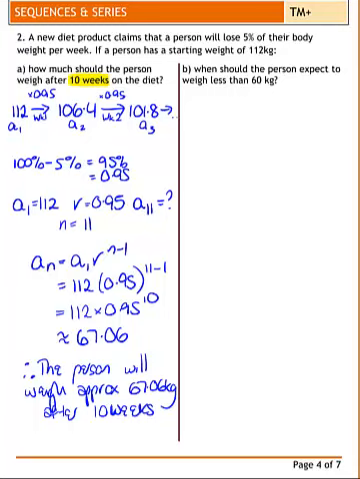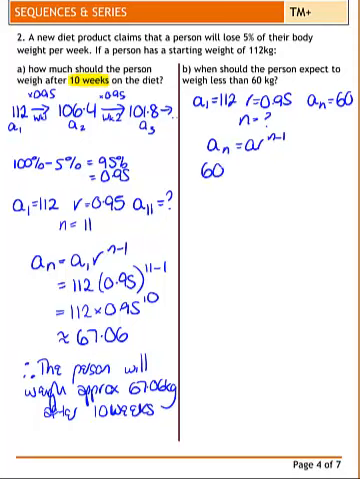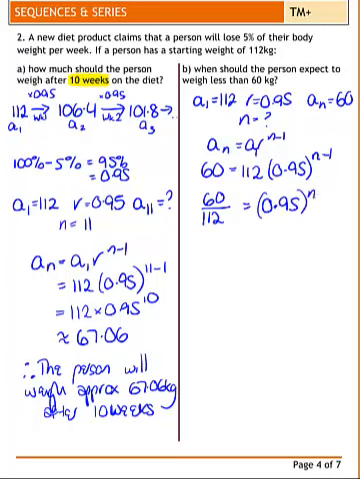Next, the problem says, when should the person expect to weigh less than 60 kilograms? So I've got A1 is 112, R is 0.95, and my AN is 60. I want to know what N is. Write out my formula, plug in what I've got, and now we need to solve. I want to divide both sides by 112 to get rid of this 112 on that side. So 60 over 112 is 0.95 to the power n minus 1. If I plug 60 divided by 112 into my calculator, I don't get an exact answer. So I'm going to leave it as 60 over 112.